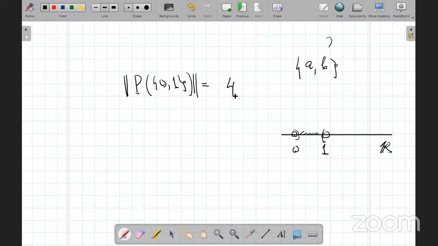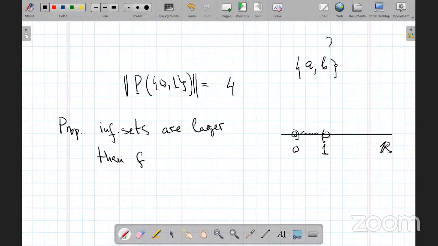And of course, a finite set cannot ever be equivalent to an infinite set. Right? So infinite sets, maybe a proposition, and I think it's intuitive, no? That infinite sets are larger than finite sets. And that's it.